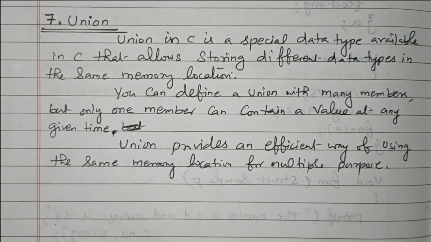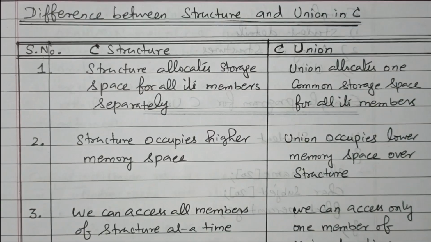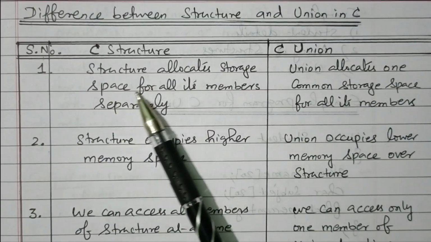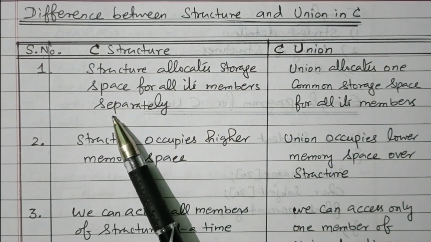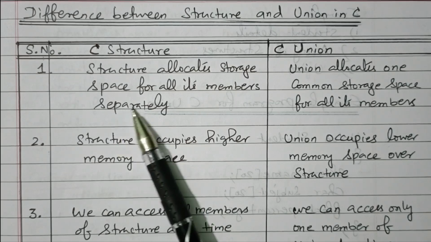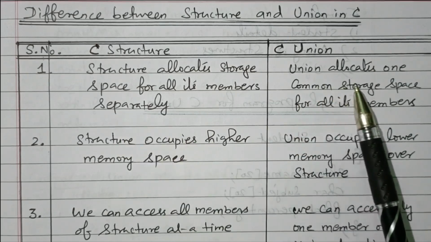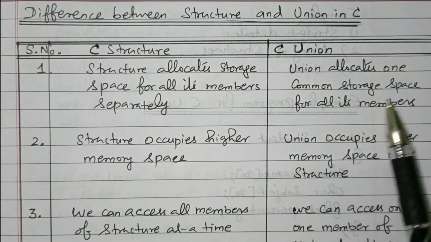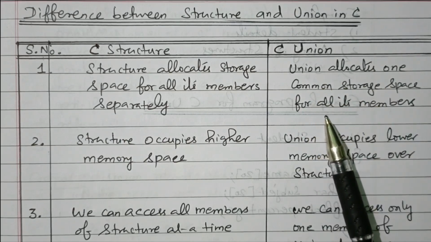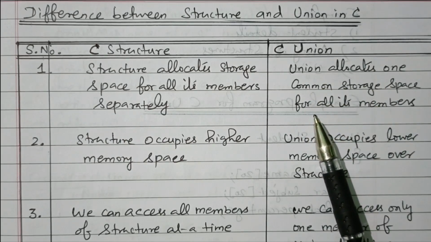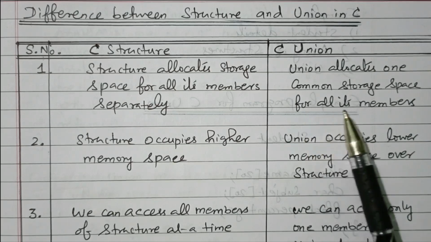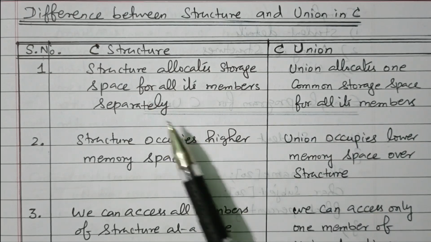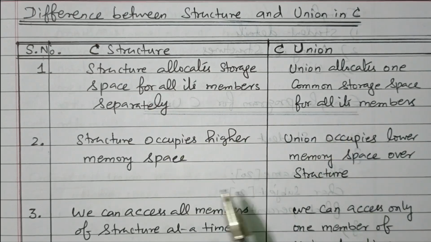Now we'll see the comparison. The first one: structure allocates storage space for all its members separately. We already discussed, if there are 5 variables, 5 different locations will be allocated. Union allocates one common storage space for all the members. Whichever member needs the highest memory, that size will be allocated, and it is common for all the data types. Here it is allocated separately, here only one space is allocated.